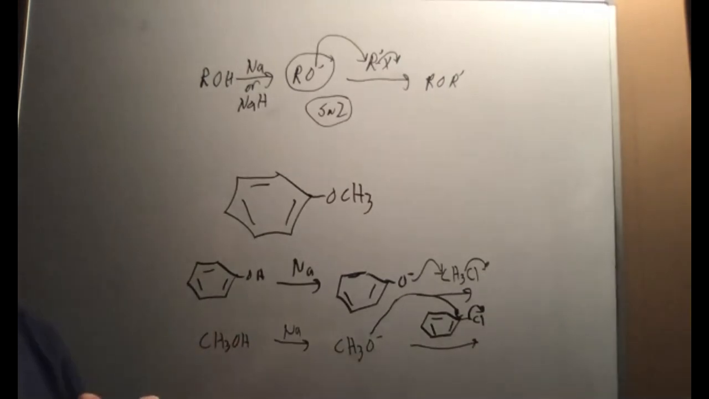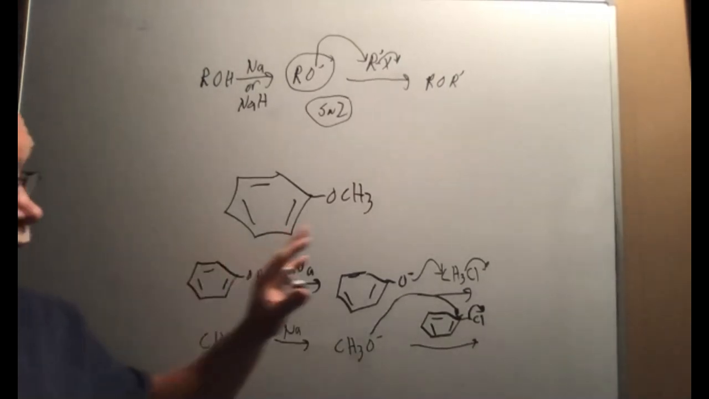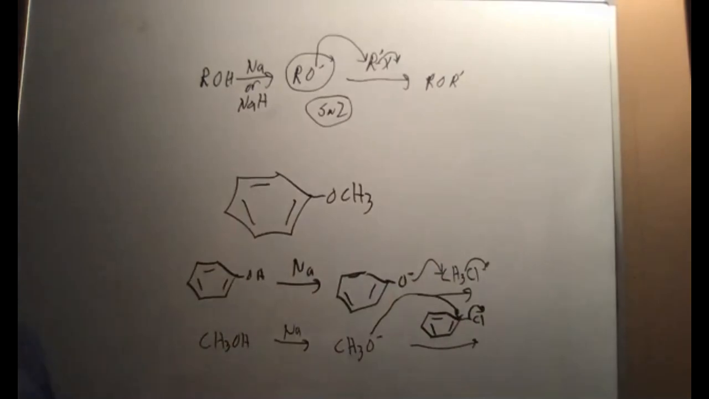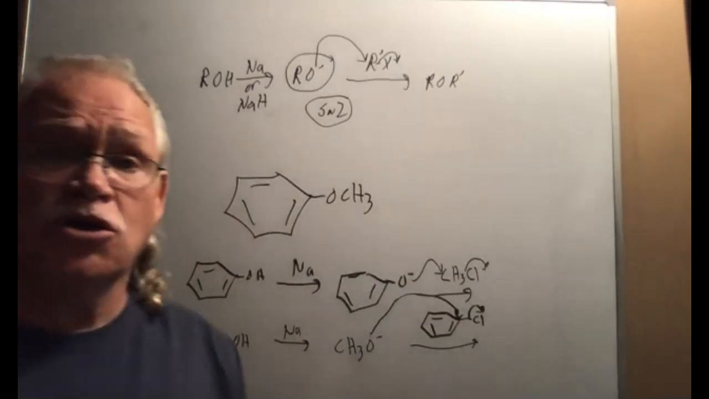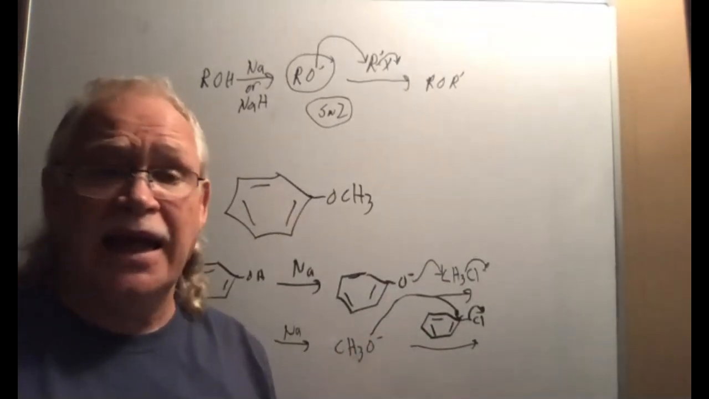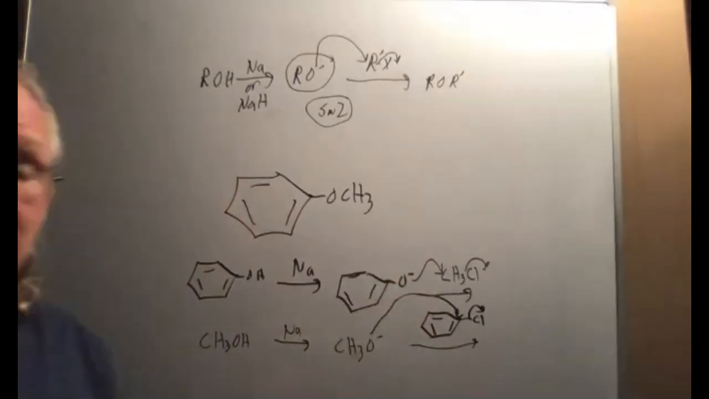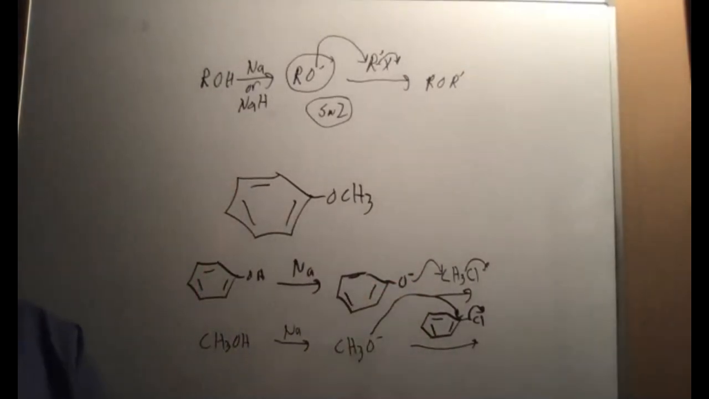So the first thing we're going to say is, in a Williamson ether synthesis, the first step doesn't matter. The sodium metal is going to pull off and deprotonate any alcohol. It's the second step that we have to look at, the SN2 step.